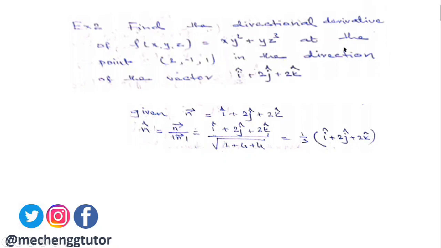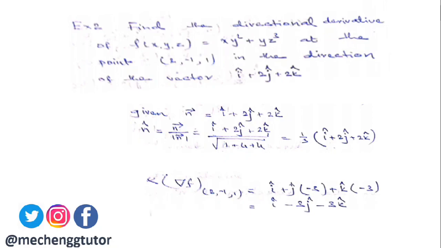One more thing we need. We have to calculate del f at a given point. So del f at (2, -1, 1) will be, del f already we have calculated. In that, for x, y, z you substitute 2, -1, 1. So you get i plus j into -3 plus k into -3, and that gives i minus 3j minus 3k.